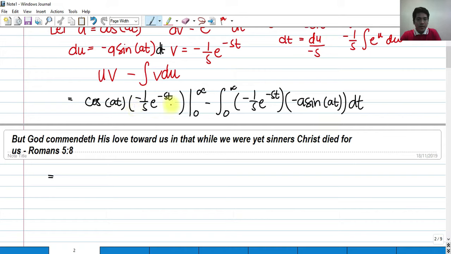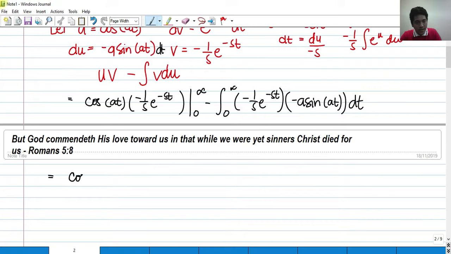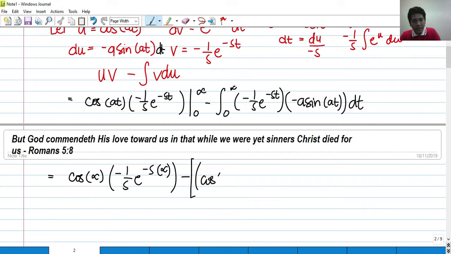So we are going to substitute the values of the upper limit minus the lower limit to the value of t, because we integrated with respect to t. So we have cosine of a times infinity, multiplied by negative 1 over s e raised to negative s multiplied by infinity, minus the lower limit, that is cosine of a times 0, that is cosine of 0, multiplied by negative 1 over s e raised to negative s times 0. That is the lower limit. This whole term is simply the evaluation of the limit.